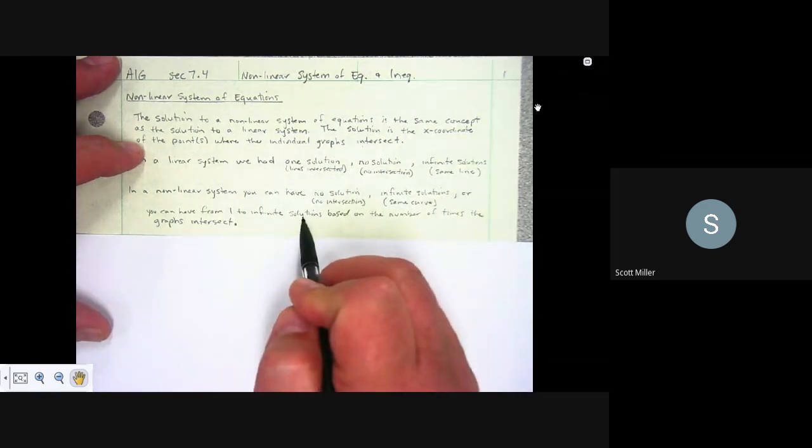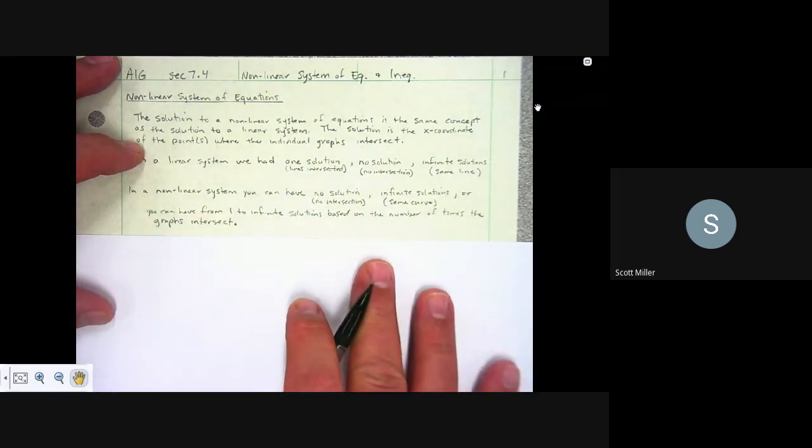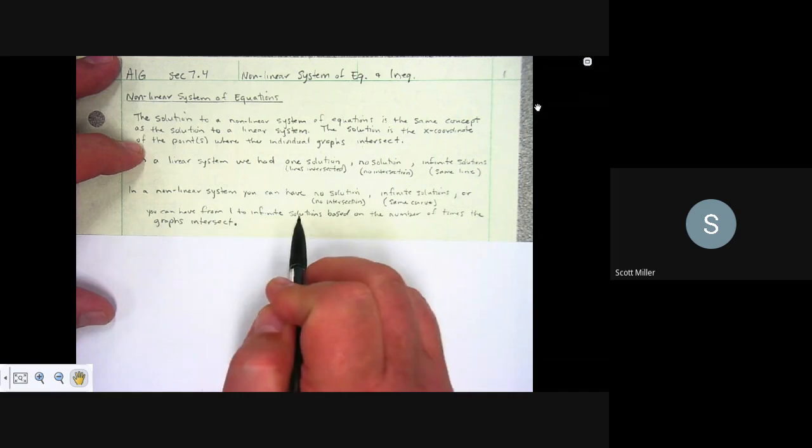So I can have infinite solutions if I have the same curve, but also I can have infinite solutions if the graphs intersect an infinite number of times. Now, in our world here in this class, Algebra 1, we will not get graphs that intersect an infinite number of times, but do know that that can happen later on.